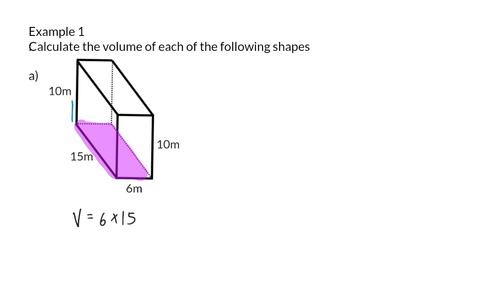Now we need to multiply this by the height, or the distance between the two identical faces, and that height is 10. So we're going to multiply our 6 by 15 by another 10. The total volume is 900. And volume is always the unit to the power of 3, or in this case, meters cubed.